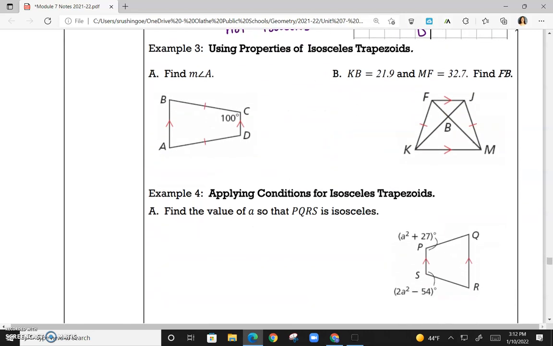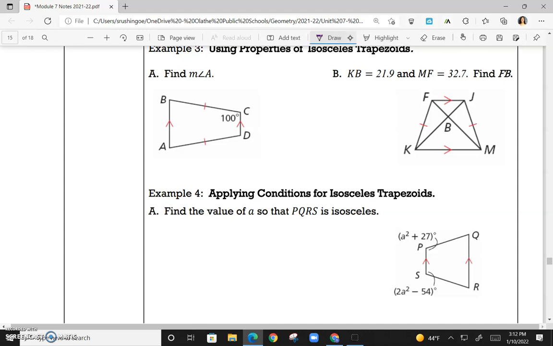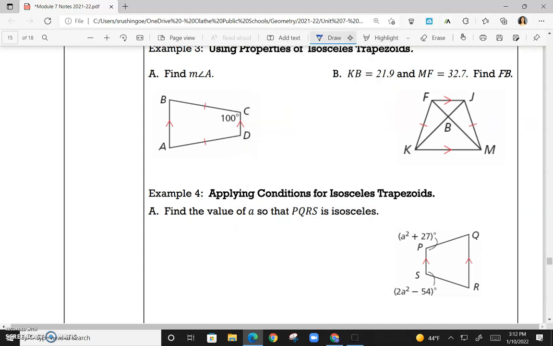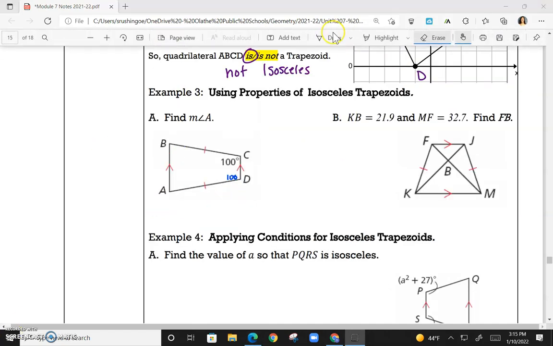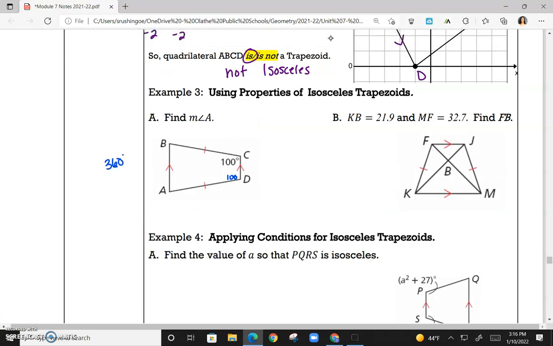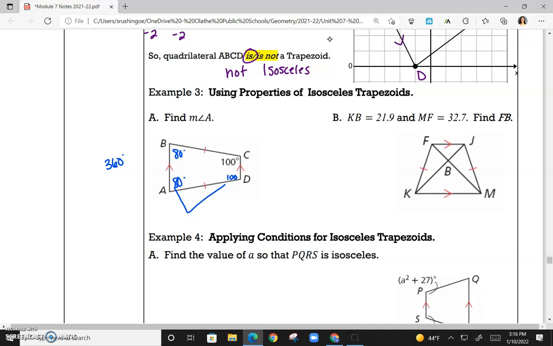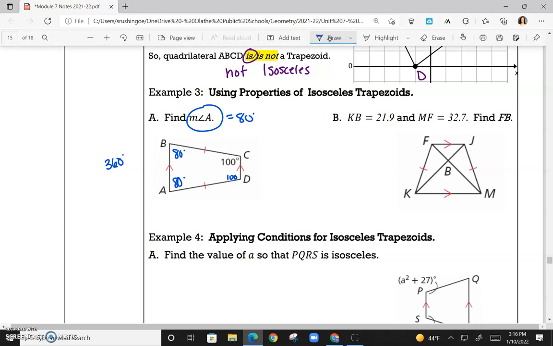So down here, we're going to find the measure of angle A. So it looks like this is an isosceles trapezoid because we have our legs congruent, so that would mean that these base angles are the same here. And since it's a four-sided figure, we would have a total of 360. So we could also think of this as same side interior since we have parallel lines. So 100 here, this is going to total 180, so 80 here, and then this would be 80 since those base angles are the same. So a couple of different ways that you can find the measure of angle A is 80 degrees.